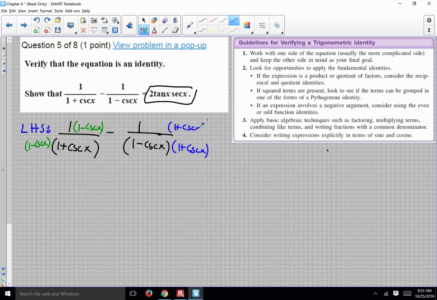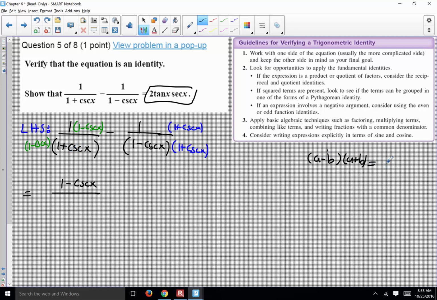It's actually the conjugate of these things, right? 1 minus cosecant, 1 plus cosecant, they are called conjugates. Let's see what we get if we do that. 1 minus cosecant x over, alright, what happens when you multiply these two? 1 minus cosecant, 1 plus cosecant. Do you know this trick? a minus b, a plus b. Isn't this a minus b, a plus b? a is 1, b is cosecant.